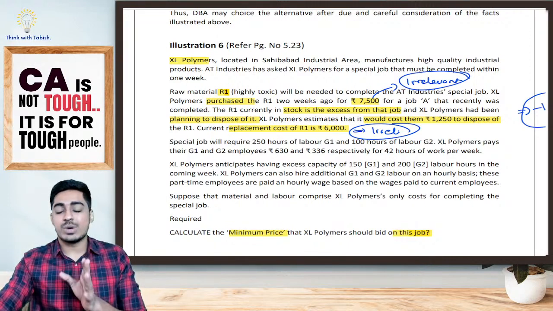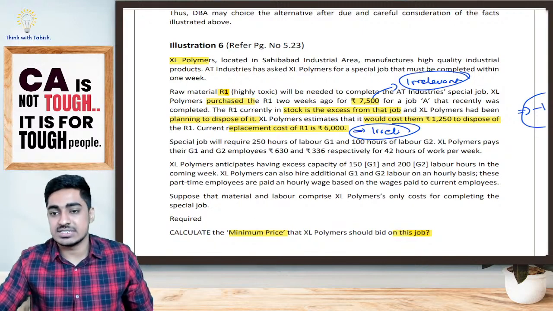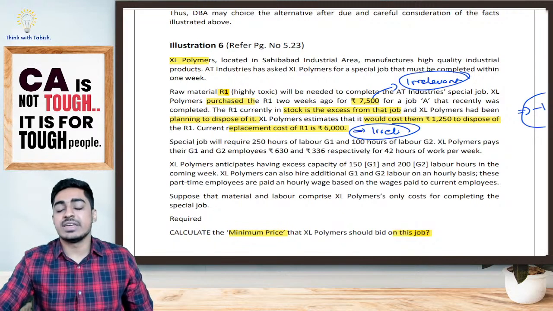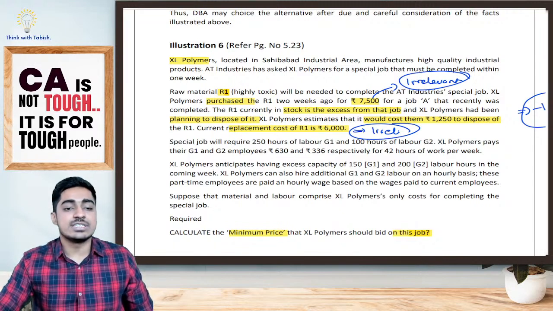Morning 10 to 12 or 12:30 we will be having the session. Evening 4 to 6 or 6:30 we will be having the session. Okay, for the next 3 days we'll be finishing decision making, transfer pricing, and if possible, we'll also try to finish standard costing.